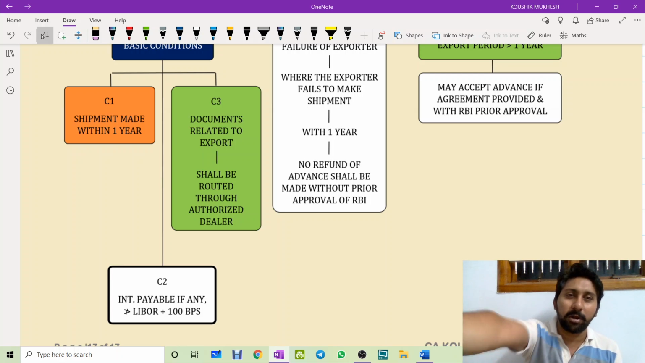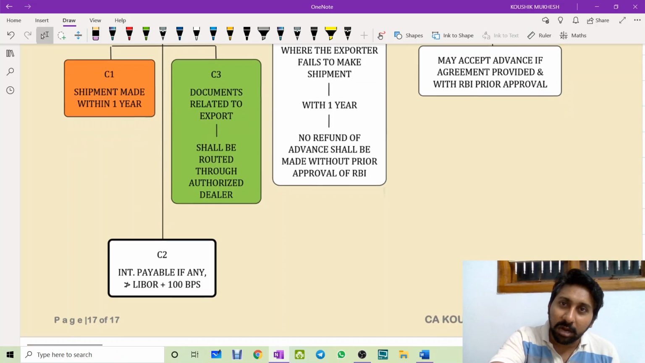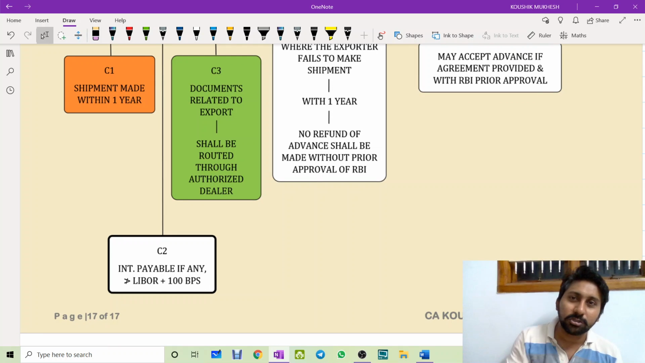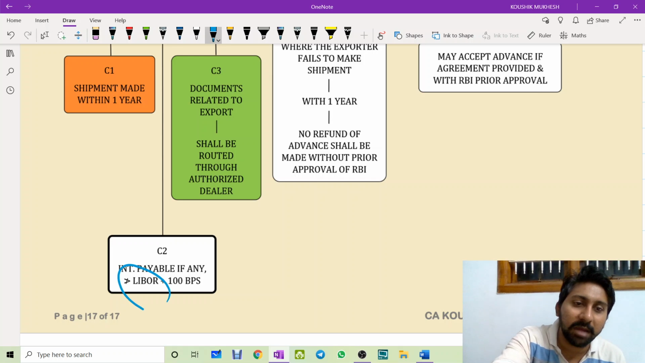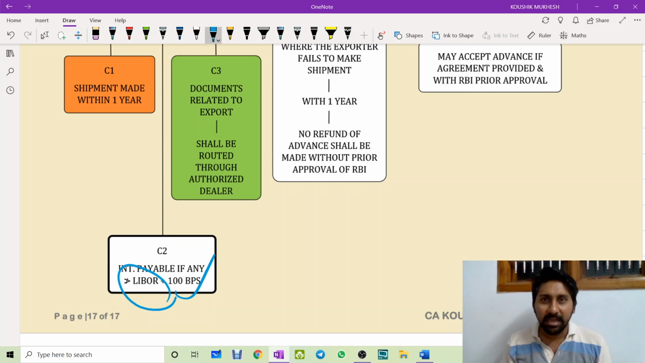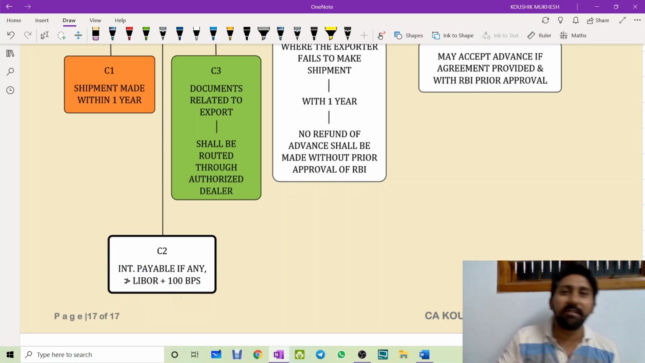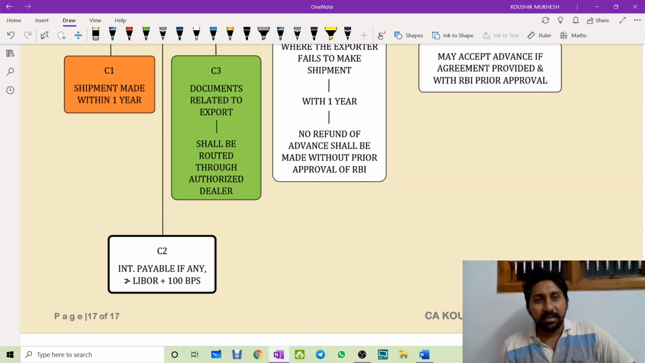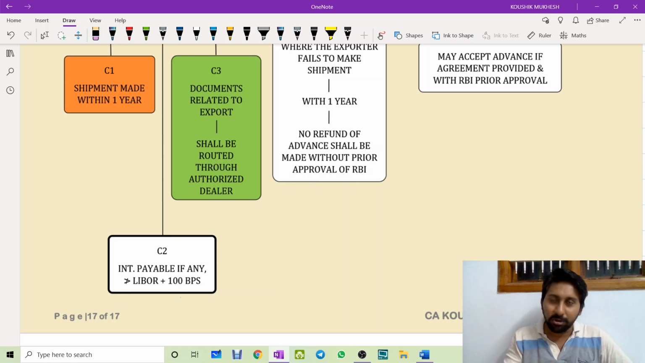Most important point, can I pay interest on the advance received? Can I pay interest to that party? You can pay, but that interest cannot go beyond LIBOR plus 100 basis points. LIBOR plus 100 basis points. Now everyone will be surprised, sir, if I receive an advance for performance of a contract, now I should be doubting him. He should not doubt me.